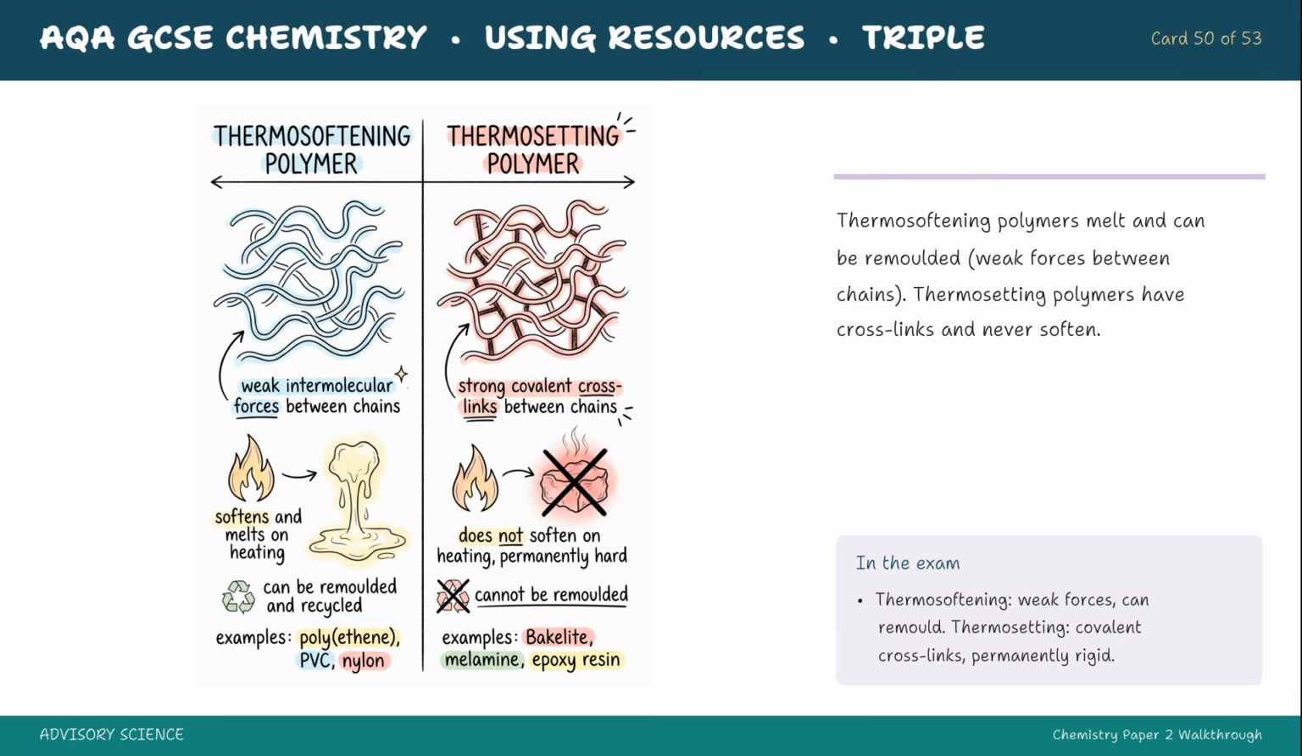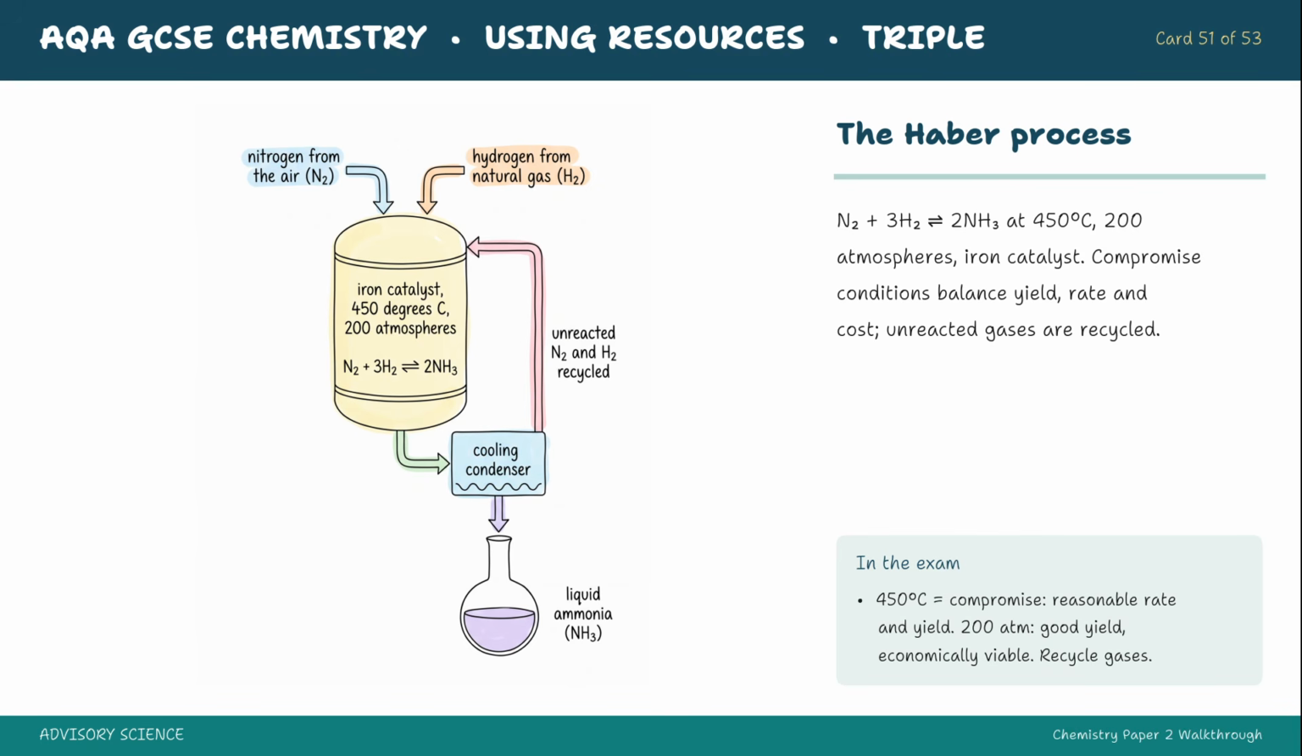The Haber process. The Haber process makes ammonia, which is essential for fertilisers. It combines nitrogen and hydrogen in a reversible reaction. Nitrogen plus hydrogen are in equilibrium with ammonia. The nitrogen comes from the air and the hydrogen comes mainly from natural gas, methane.